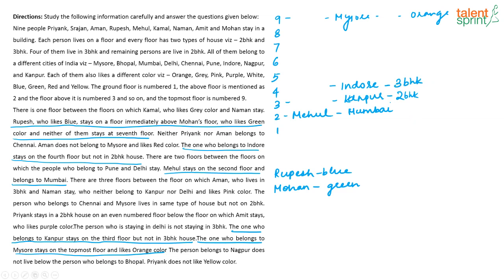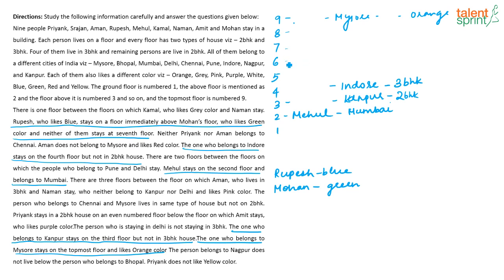Okay, now I have Rupesh and Mohan. They have to come together, and Rupesh likes blue, Mohan likes green. Can I place Rupesh and Mohan here? I cannot place them in 9 because 9th floor has a person who likes orange color. I cannot place them here because it is given that they cannot be on the 7th floor. Similarly they cannot be here. So where are the other places where I can keep them?